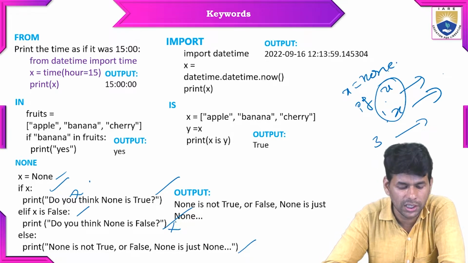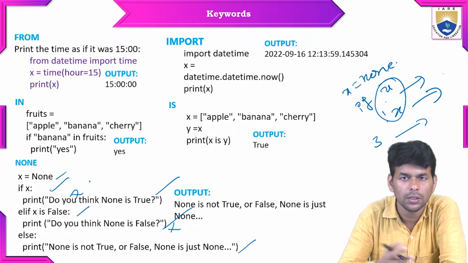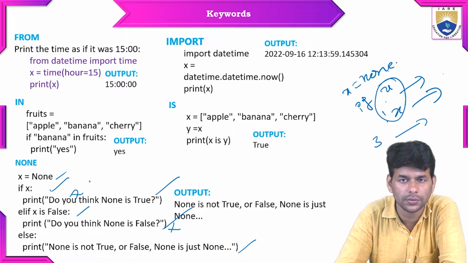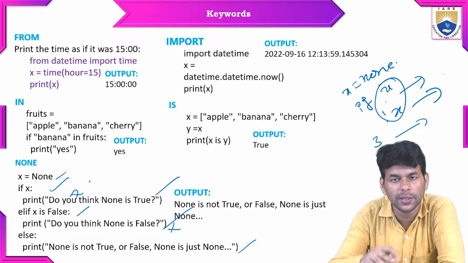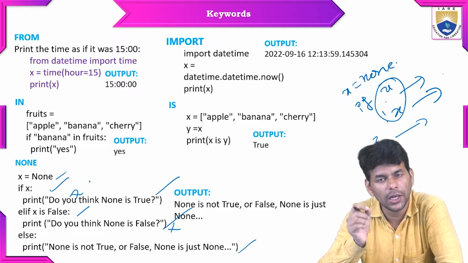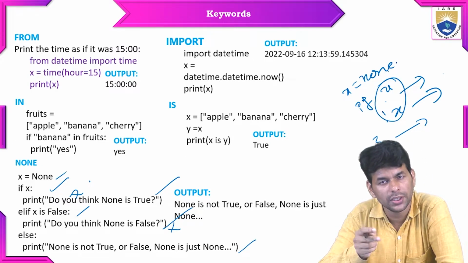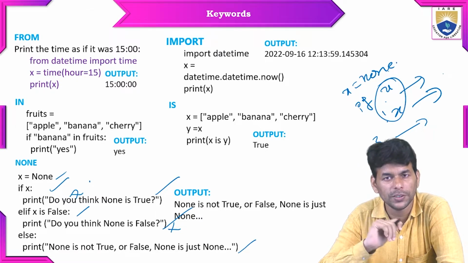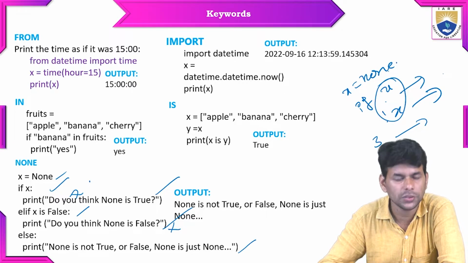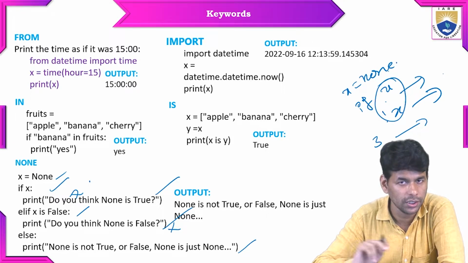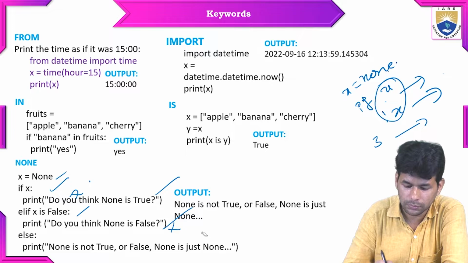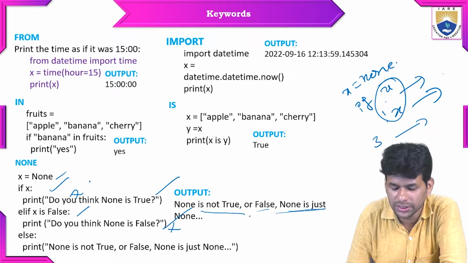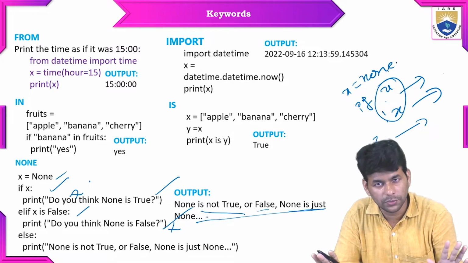Why? What is the second one? If x has no value, how will it become x? If x is false, if there is no value at all, how does it become false? If a value is there, it will become true or false. If a value is not there, how will it become true or false? Not at all possible, right? So that's the reason why the last step, the third statement, will be printed onto the screen. That is nothing but None. It is not true or not false. None is just None. That's what you are getting.